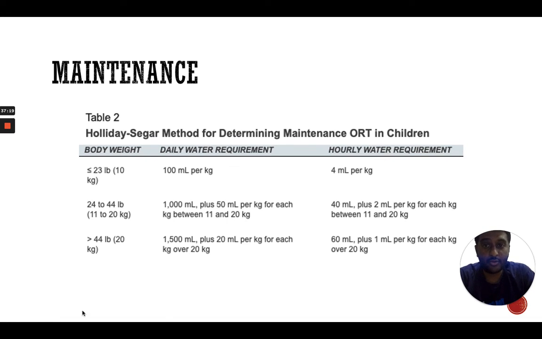So how to calculate? For the first 10 kg, each kg needs 100 ml. For the next 10 kg, each kg needs 50 ml. For all the rest of the kgs after 20, each kg needs 20 ml per day. But if you look at the hourly requirement, it's 4 ml per kg per hour for the first 10 kg, and 2 ml per kg for the next 10, and after that it is 1 ml per kg per hour.